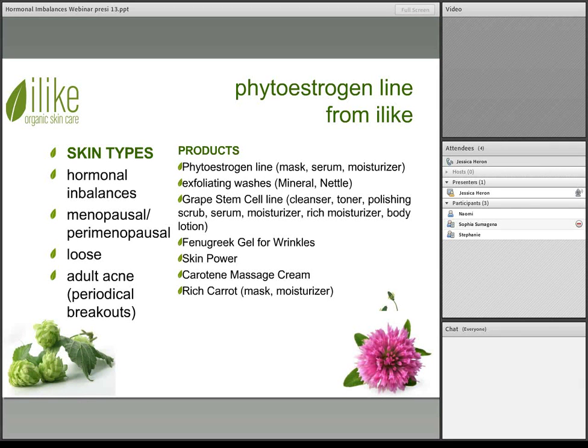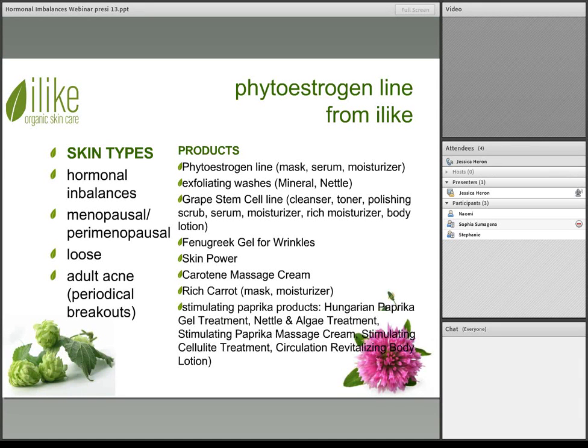left on for anywhere between 10 to 20 minutes. And then the moisturizer is a daily product and a very rich cream that contains some more emollient, heavier oil to create a thicker cream and a richer experience.